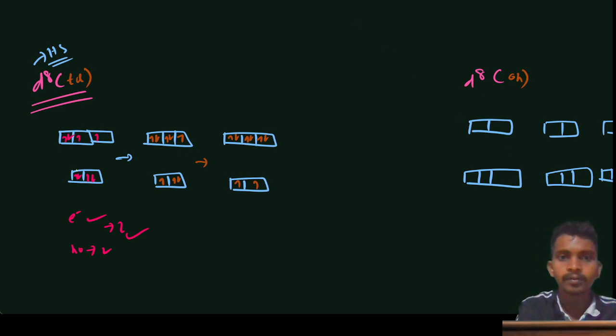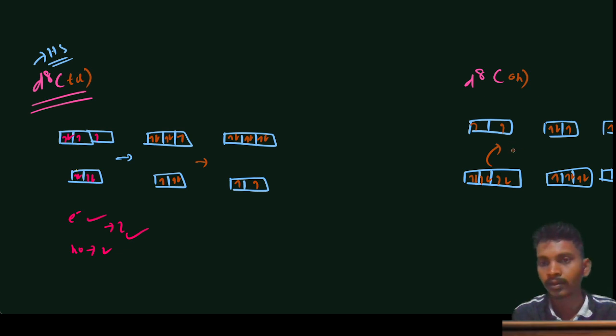Okay, for octahedral, let's fill the electrons. So 1, 2, 3, 4, 5, 6, 7, 8. Here, if I do one transition, then this will go like this. This is the one transition I did here. Okay, another transition I will do. Then what I will get is this single. Okay, this is the one transition I did. After that, another transition I did. Okay, you can look at it.